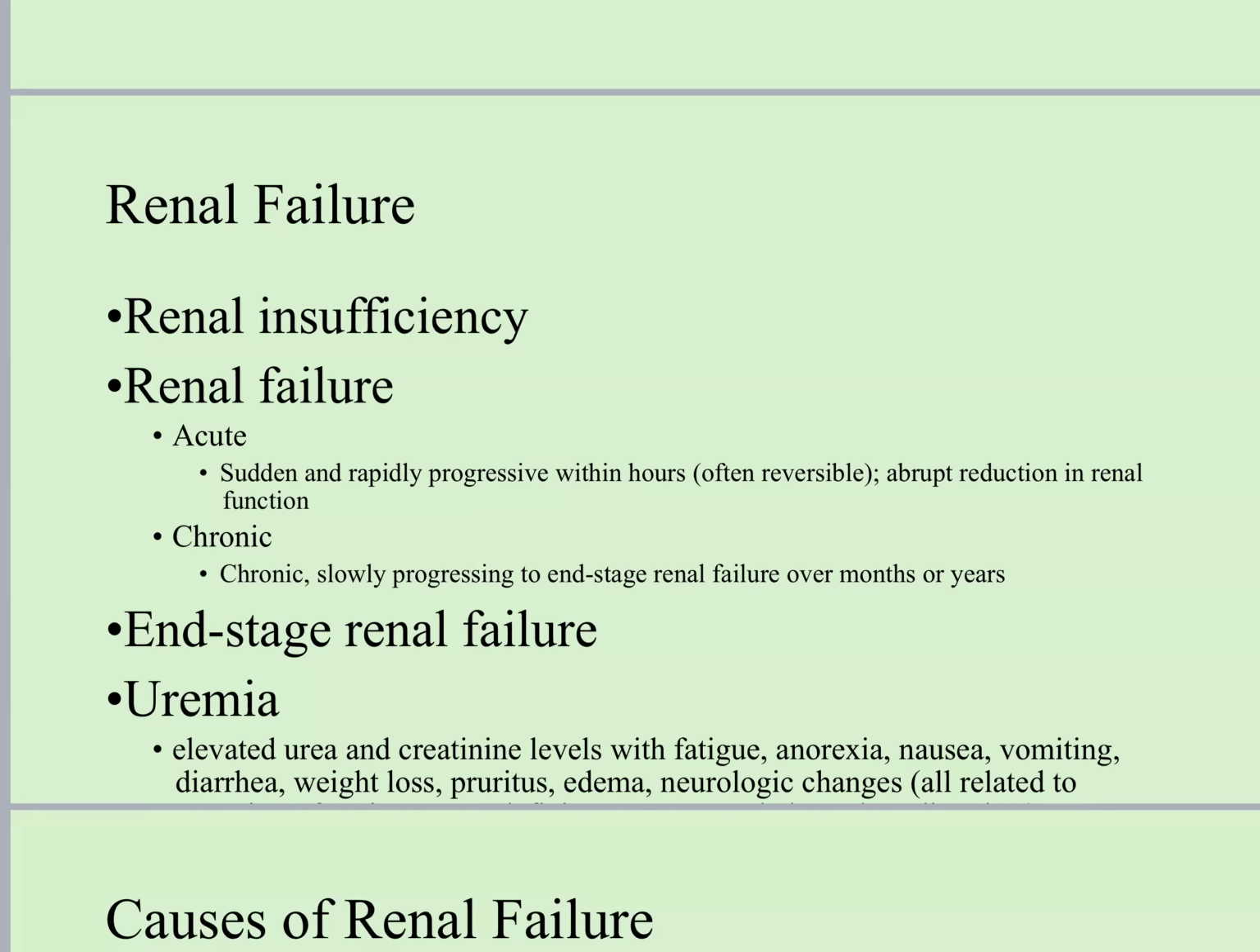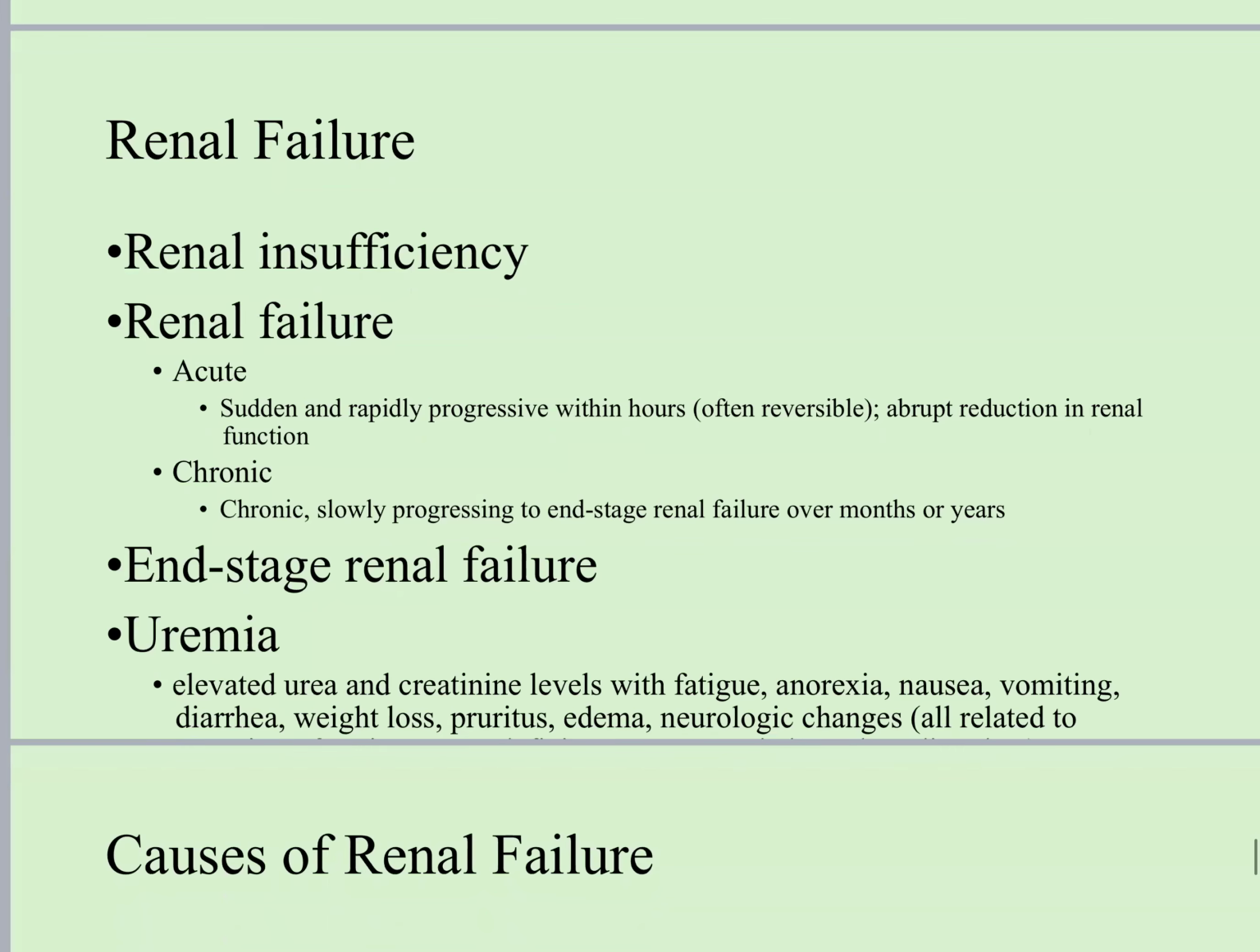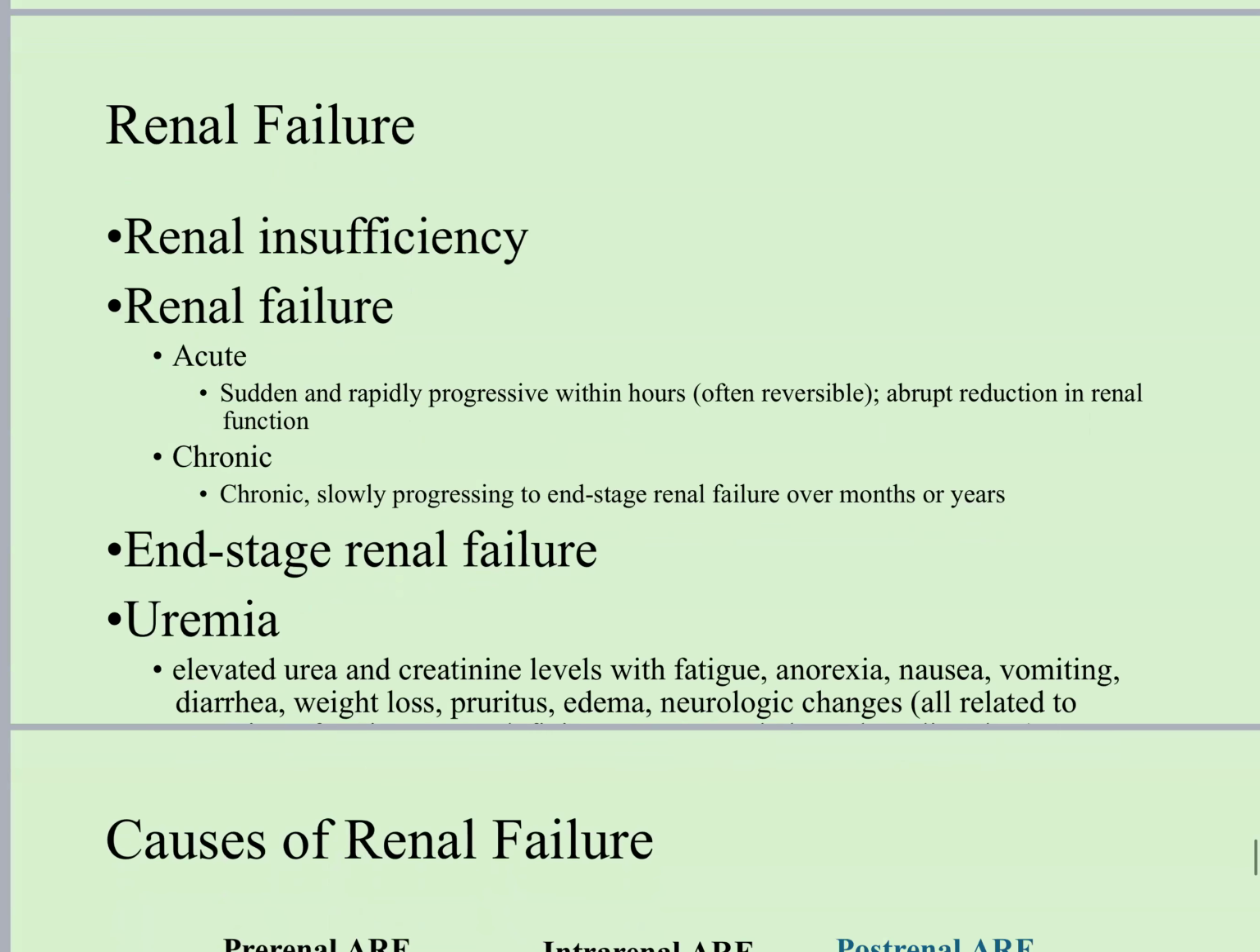And uremia is when we have elevated urea and creatinine levels, and this causes fatigue, anorexia, nausea, vomiting, diarrhea, weight loss, pruritus, so getting really itchy because those toxins are building up, edema, neurologic changes, and it's all just related to those wastes not being metabolized out.